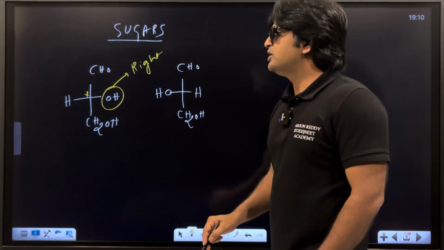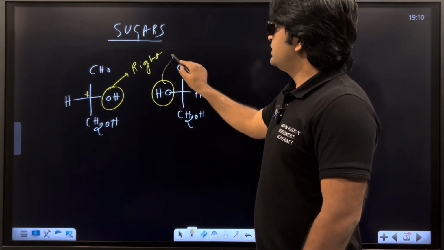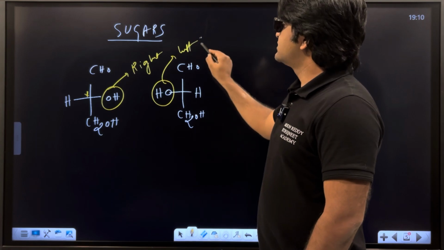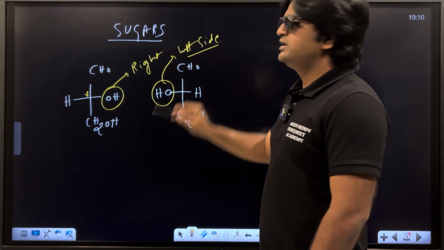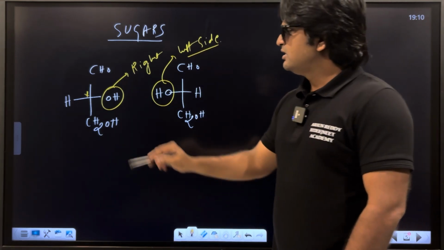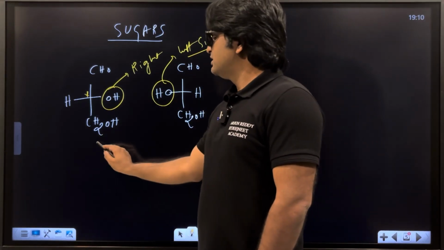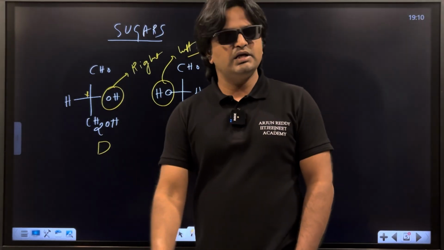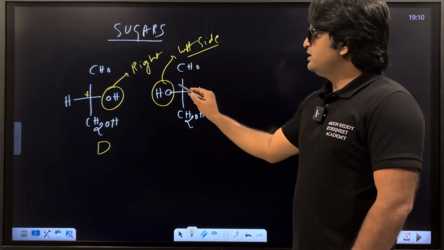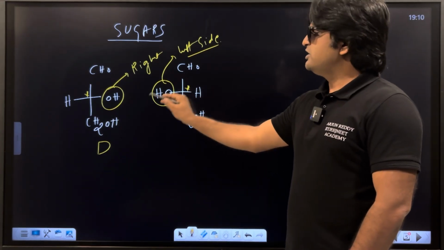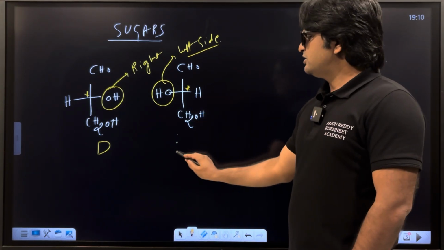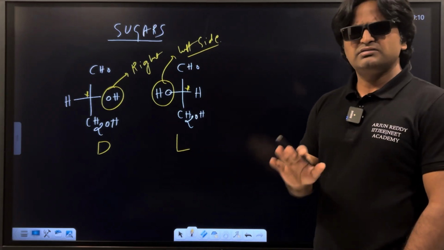And come to the second molecule. In this molecule, the same OH is connected left side. Very simple. At the bottommost carbon atom, if your OH is present on the right side, that is D configuration. And if the same OH at the bottommost carbon atom is connected on the left side, that is L configuration. Okay, that's the thing.